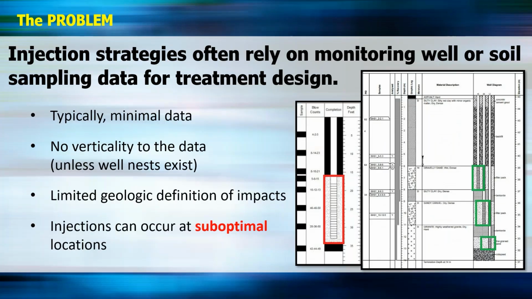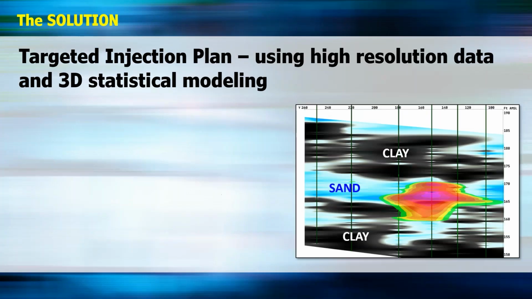Ideally, you want to have sites where you have monitoring well screens if you're injecting into the groundwater, as is shown here. But as most of us probably know, these are few and far between, as putting well nests in a lot of locations is quite costly. So the solution is basically to create targeted injection plans using both high resolution data and 3D statistical modeling.